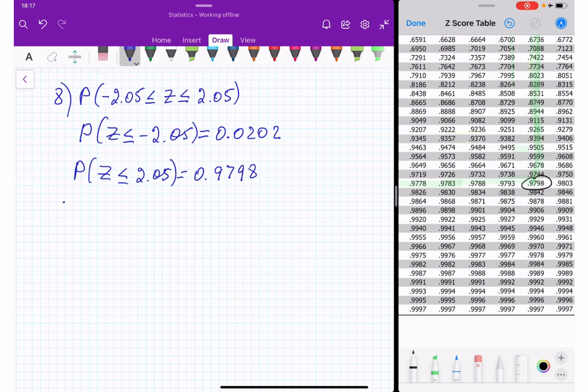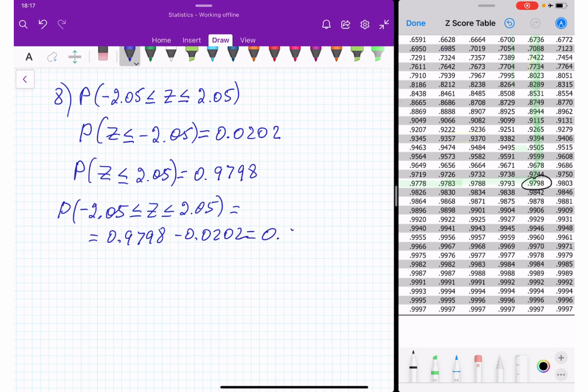And from here, the probability for a z-score greater than negative 2.05 and less than 2.05 is equal to 0.9798 minus 0.0202, and that's going to be equal to 0.9596.